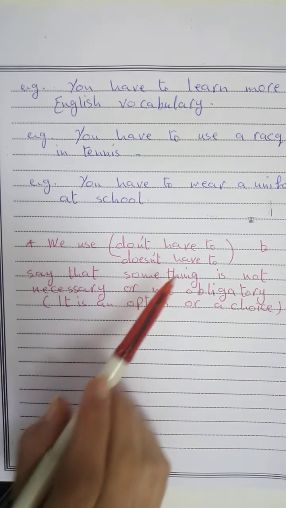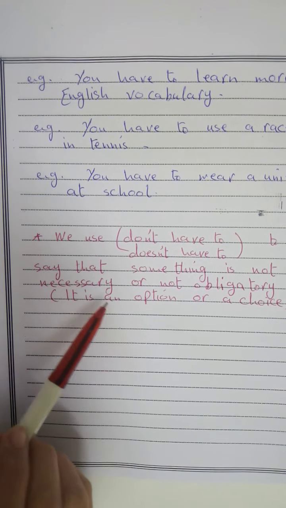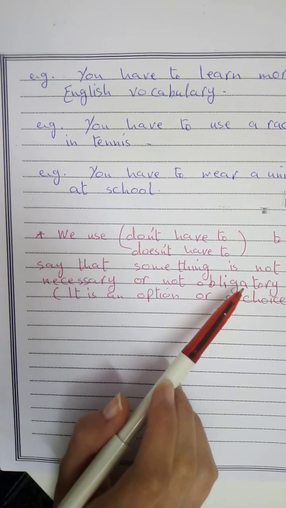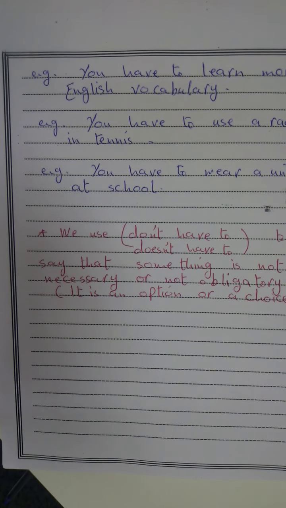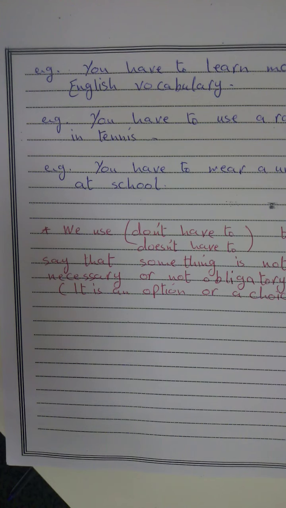So we use don't have to or doesn't have to to say that something is not necessary or not obligatory. It's a choice or option.